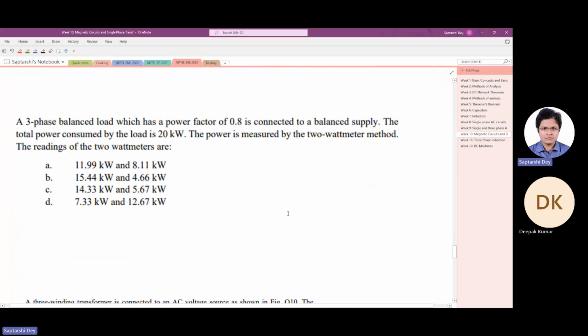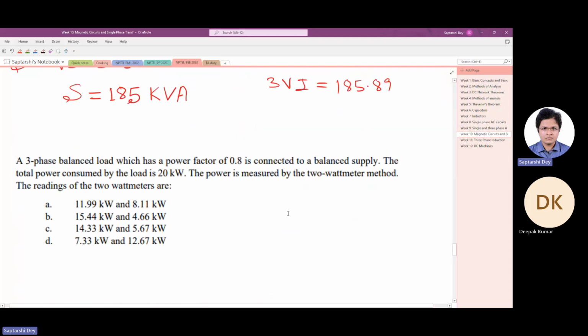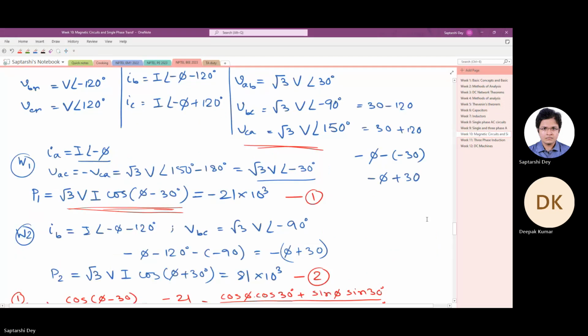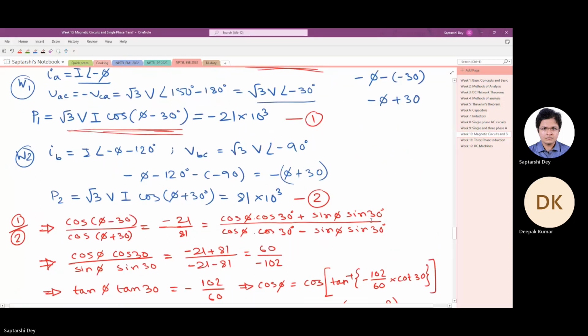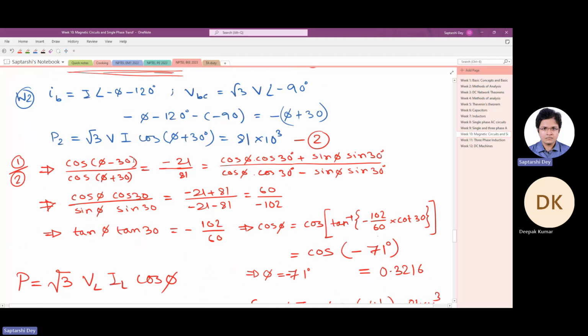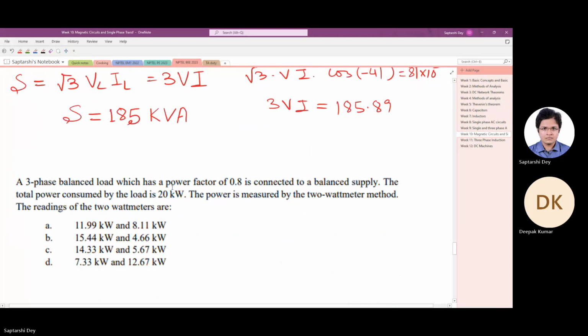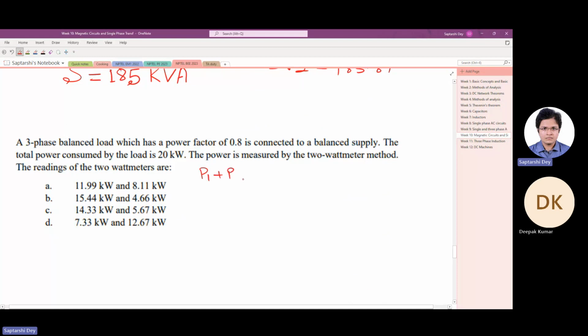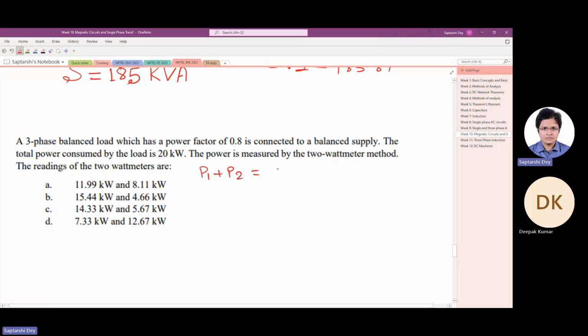The next question is easy actually. It is the other way around. They have given you the power factor. I will just give you the hint how to solve. The power factor they have given, total power they have given, and they have asked how much the wattmeters read. So we have been asked to find out P1 and P2. They have given you P1 plus P2 equals 20 kilowatt.